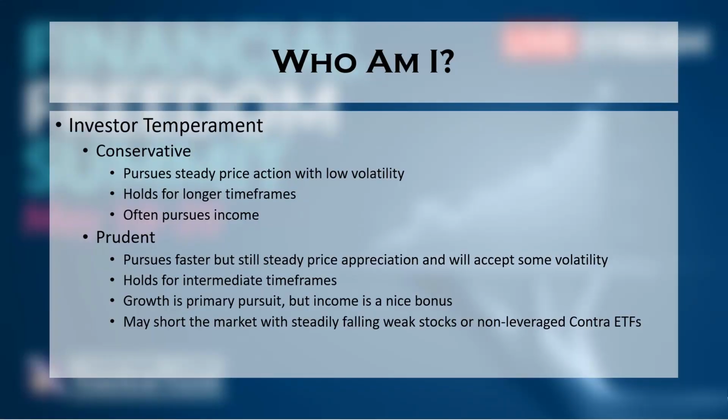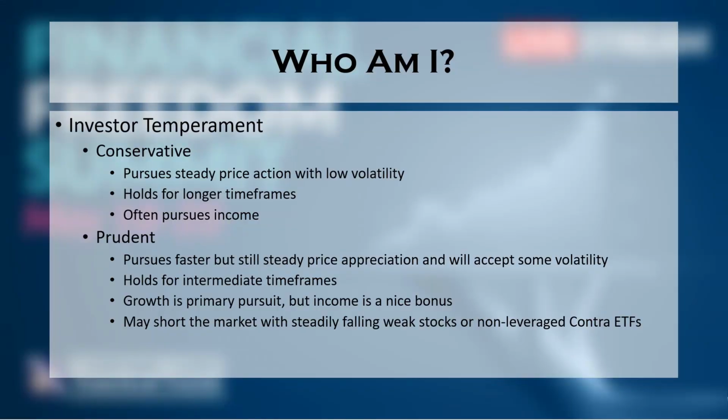Now let's take a look at prudent investors. Prudent investors pursue faster but still steady price action, and they're willing to accept some volatility. A prudent investor will hold for intermediate time frames. Growth is your primary pursuit as a prudent investor, but income is also a nice bonus. So you want to see that steady price action from bottom left to upper right, but a dividend is just icing on the cake. Now, a prudent investor may short the market when stocks are steadily falling, but you're not going to use stuff like leveraged ETFs.